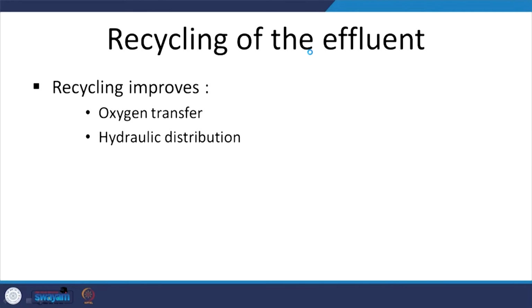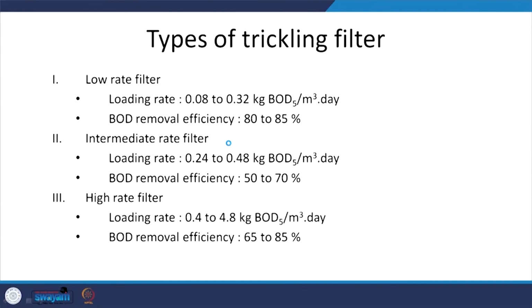You need to look at the loading rate and such. Recycling of the effluent, why do we need it? Because it improves the oxygen transfer and, more importantly, the hydraulic distribution. You have to recycle this effluent, and typically you would do it before the settling. And here we have different types of trickling filter: low rate, intermediate and high rate. As you can see, the loading rate varies: 0.08, 0.24 and 0.4.